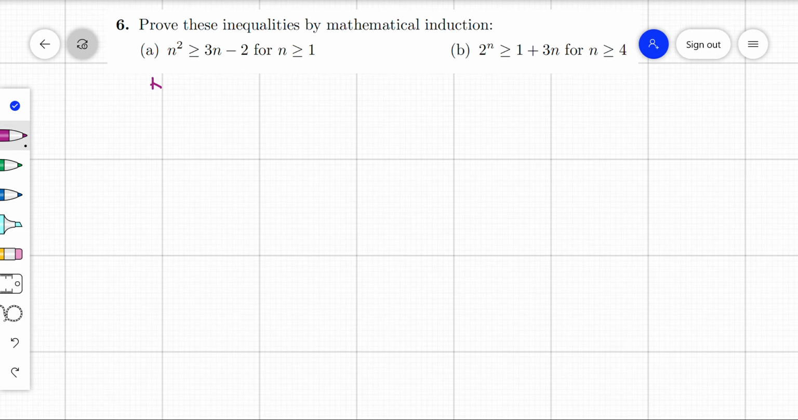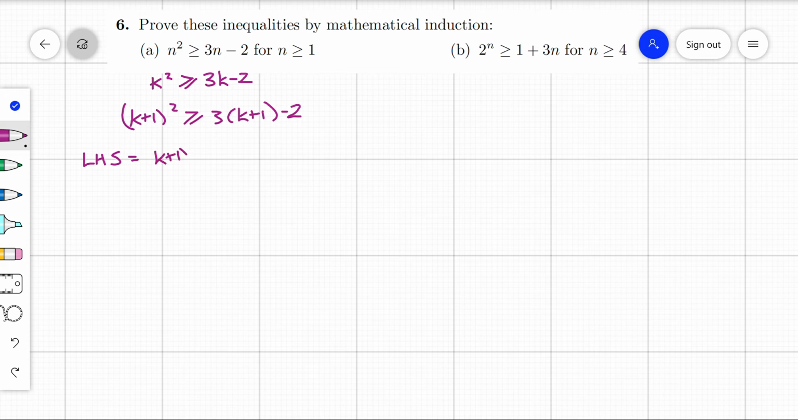so we're assuming that k squared is greater than or equal to 3k minus 2, and we want to prove it's true for k plus 1, so we want to prove that 3(k plus 1) minus 2 is true. Alright, so if we start just at the left-hand side, of course you can do this in many different ways, for example left-hand side minus right-hand side, but if you want to keep just the left-hand side, that's okay too.